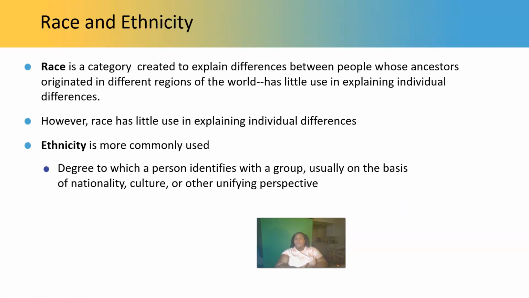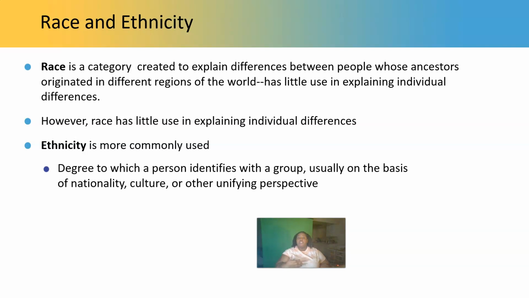So I'm going to just talk about race versus ethnicity for a second. And in the slides, we also talk about gender, sexual orientation, disability, and socioeconomic status, but I'll just talk about race and ethnicity for this video for a minute. So usually when people talk about ethnicity, they think it's synonymous with race, but it's not necessarily true. For example, race is a category created to explain differences between peoples whose ancestors originated from different regions of the world, but it doesn't explain individual differences.